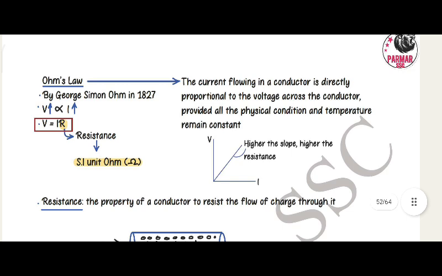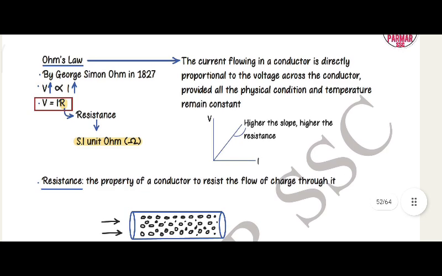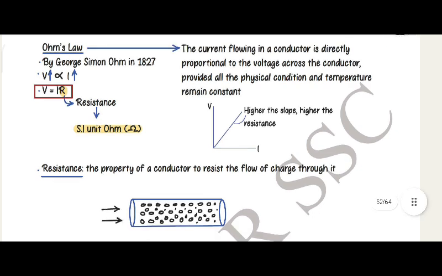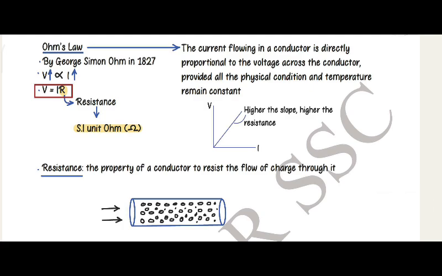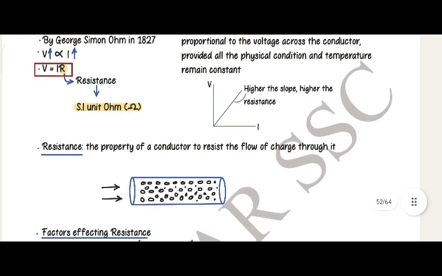Ohm's law, by George Simon Ohm in 1827. As V increases, I increases. V is equal to IR, where R is resistance, and the SI unit is ohm. Ohm's law: the current flowing in a conductor is directly proportional to the voltage across the conductor, provided all the physical conditions and temperature remain constant. The V-I graph is a slant line. The higher the slope, the higher the resistance.